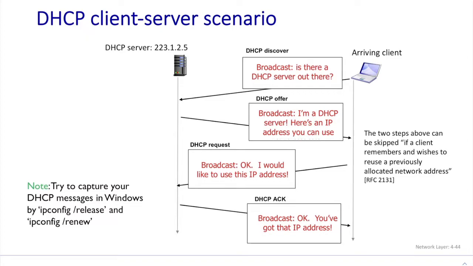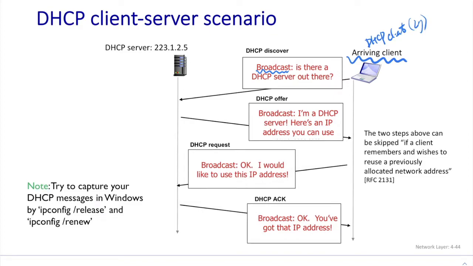Basically, the arriving client should run a DHCP client. It is a layer 7 program, and it runs on top of UDP. The arriving client will broadcast a layer 7 packet: is there a DHCP server out there? As we mentioned before, since you are a new arriving client, you should not have any IP address, and you don't know whether there is a DHCP server in this subnet.